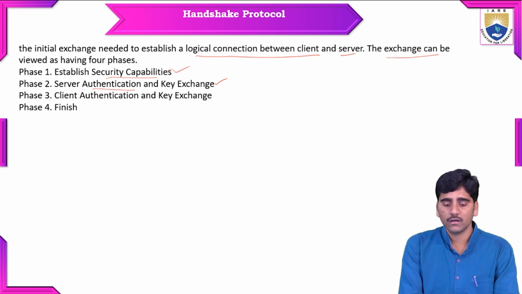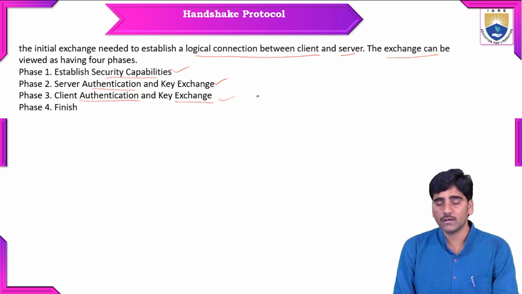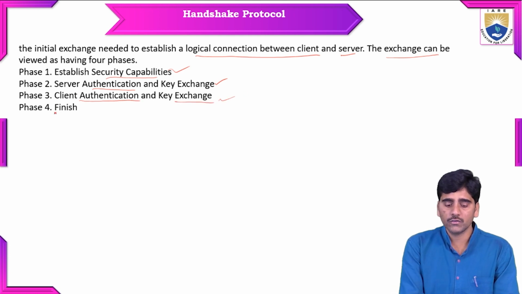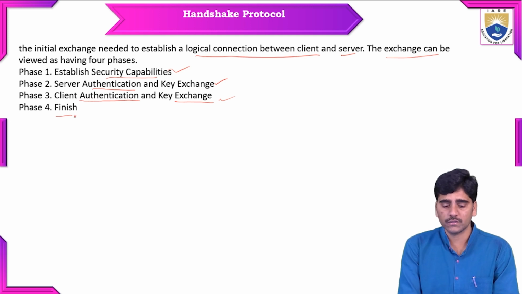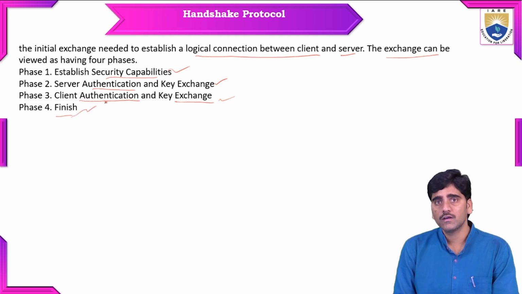And the third one, client authentication and key exchange. And the fourth one, once the keys are exchanged from client to server, automatically the communication is going to be finished. So these are all the phases that are implemented for performing handshake protocol message actions, that is, handshake protocol operations.